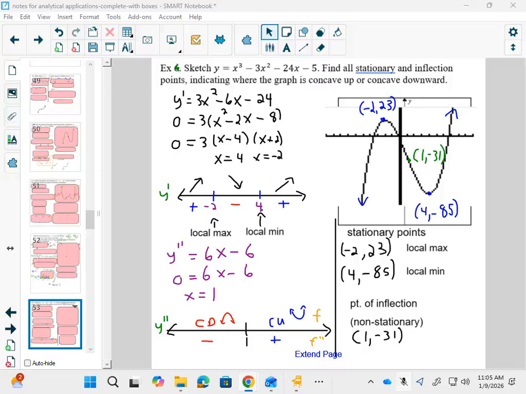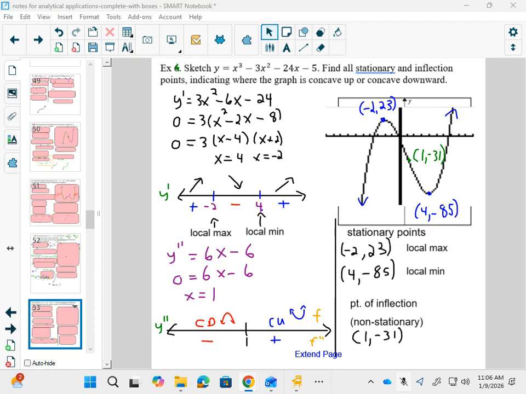So we want to sketch this cubic graph, and with calculus, if we find our stationary points, that will tell us if they're maximums or mins or stationary points of inflection. And then our second derivative will tell us if we have an inflection point. So we find our first derivative, set it equal to 0 to find our stationary points. It factors nicely. We get 4 and negative 2.